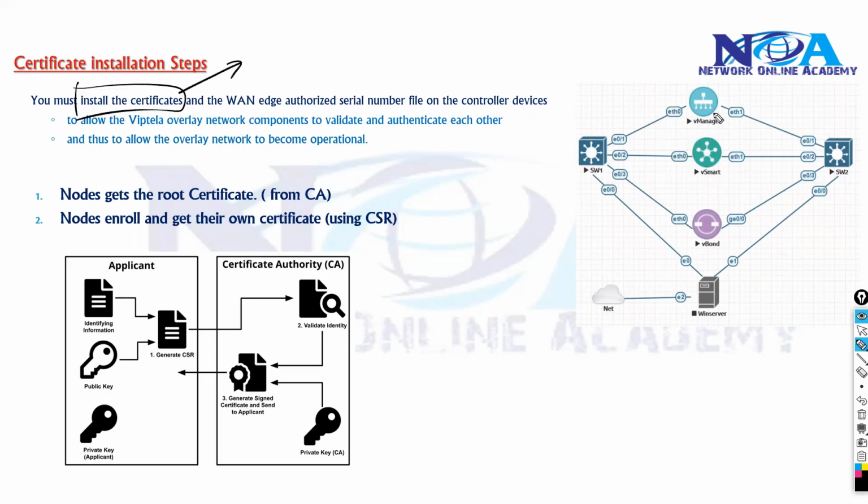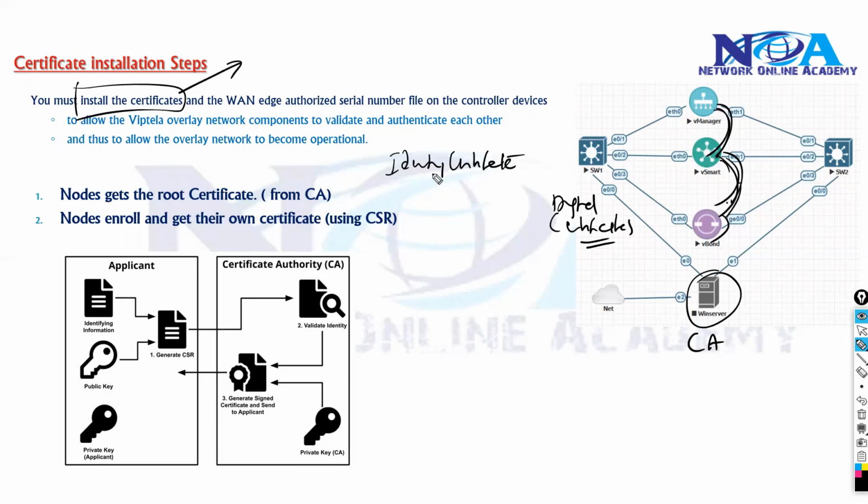Now these certificates are responsible for the controllers, which will be authenticating each other. And that will be done based on digital certificates. And these digital certificates will be signed by the CA. So individual devices will be using those digitally signed certificates issued by the CA for identifying each other. And we call them identity certificates. So the identity certificate is the certificate of an individual device, which will be signed by the CA.